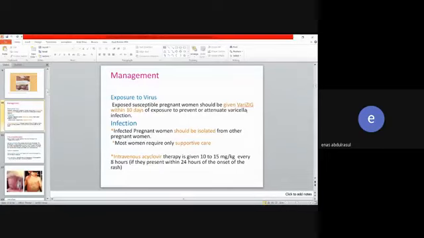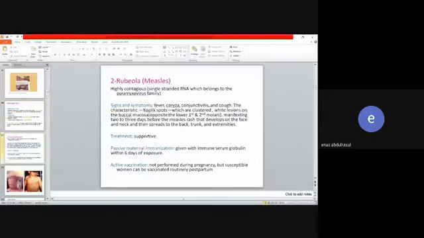But because it is a double-stranded DNA herpes virus, they might benefit from intravenous acyclovir therapy if they present within 24 hours of the onset of the rash. And this should be given at a dose of 10 up to 15 milligram per kg 3 times daily.